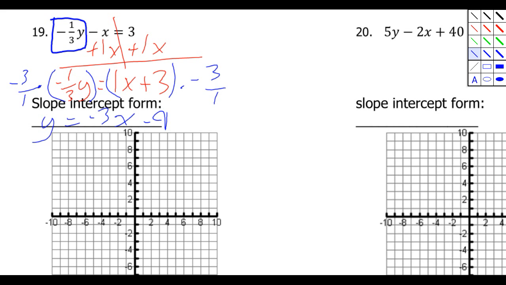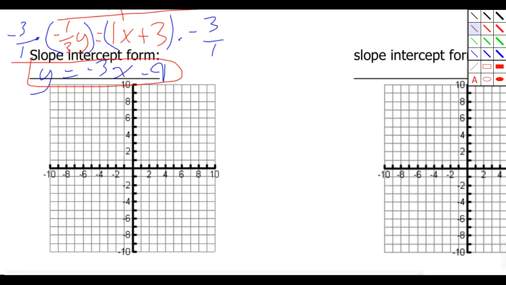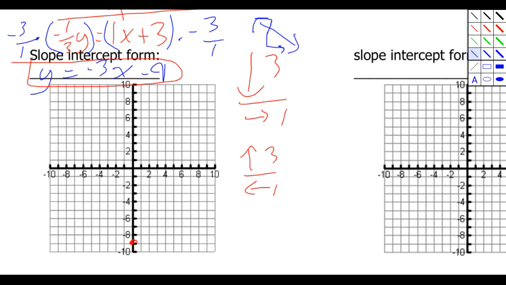So if I take that equation right there, I'm going to start at -9 on my y-axis. And I'm going to go either one of the two: down 3 and to the right 1, or up 3 and to the left 1. It's useful to keep track, because a negative slope actually does that. It goes either down and to the right or up and to the left.